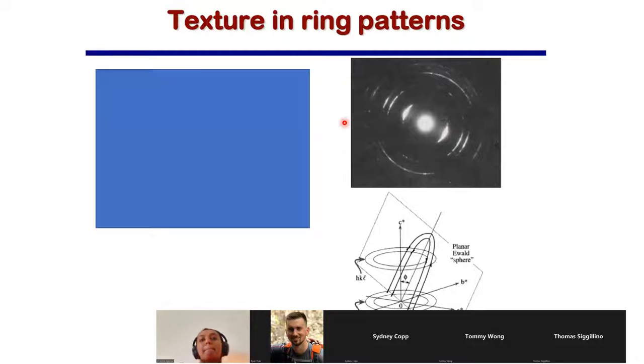So I mean, texture in terms of grain texture, like cold work or something, they have elongation in certain directions.